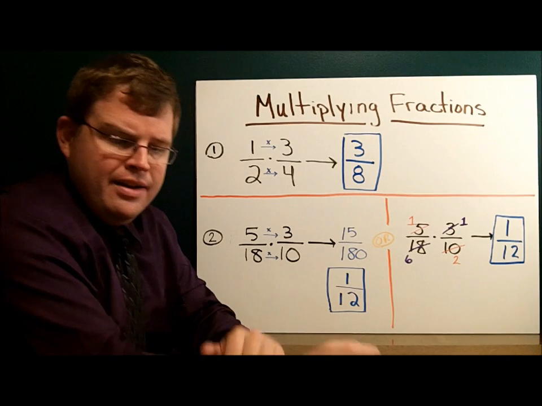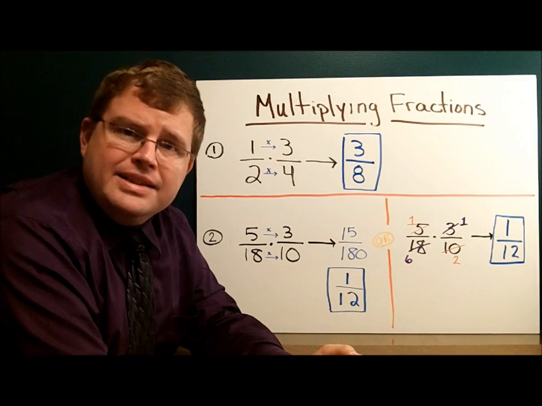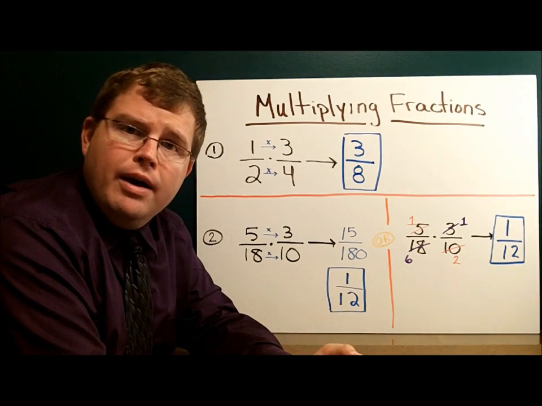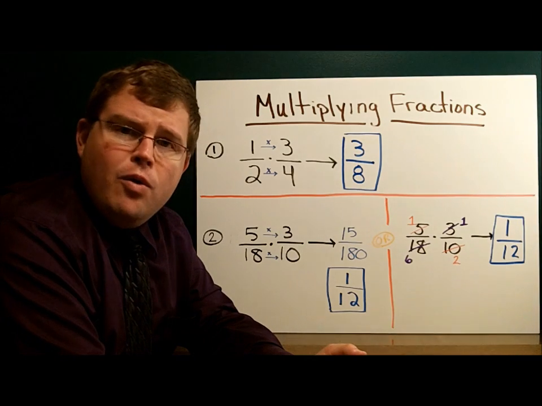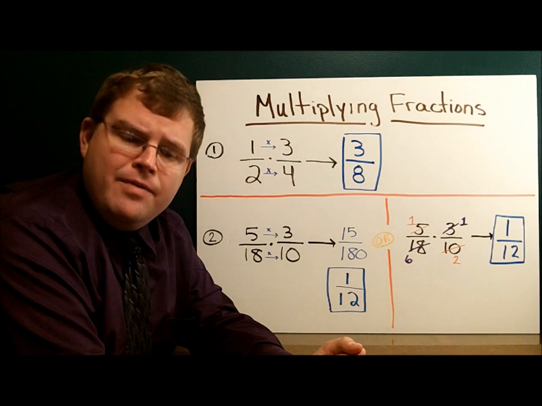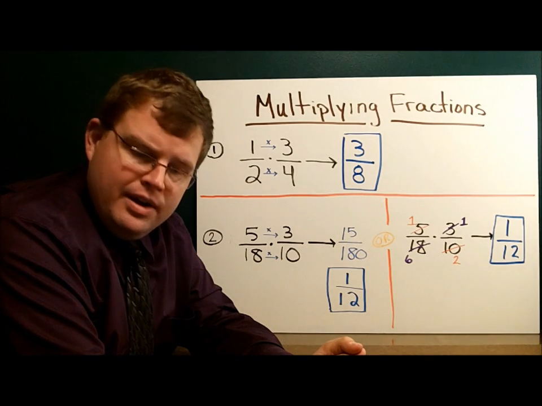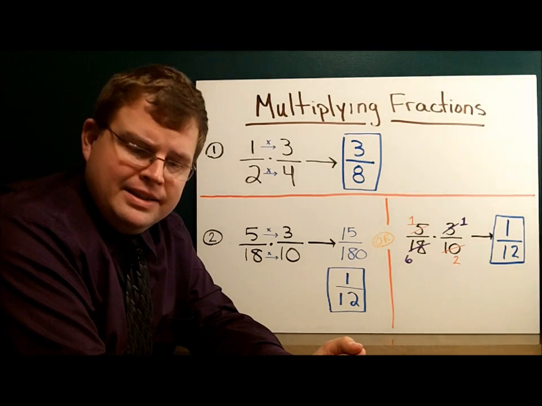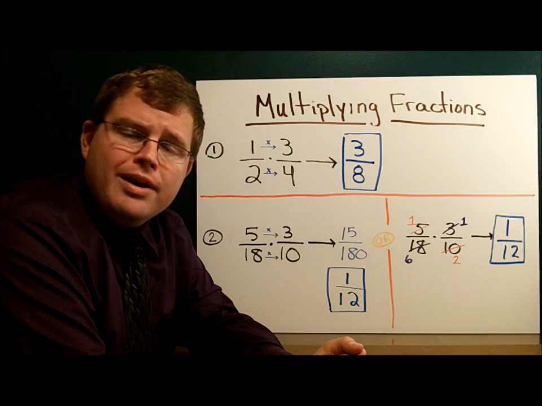Let's see how you did. The answer to number 3 in simplest form is 2 over 21. The answer to number 4, 1 over 12. Answer to number 5 is 3 over 4. And the answer to number 6, 16 over 25.